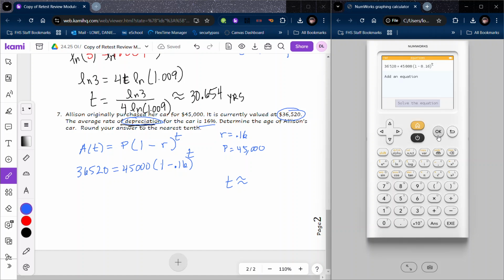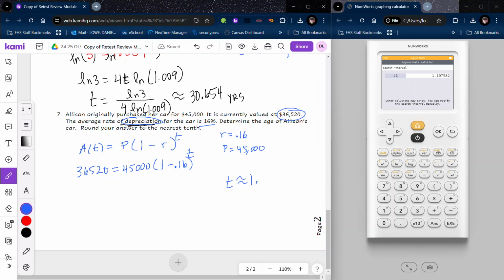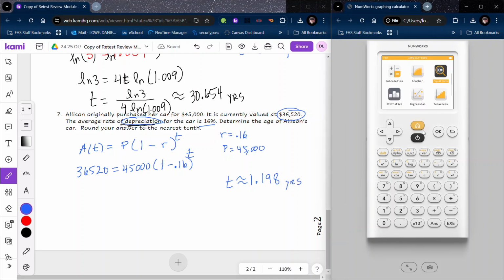So we recorrect our equation and we go to solve and we say t is approximately 1.198 years if I'm going to go to 3 decimal places. A quick check that's nice is that we can say, hey, 1 minus 0.16 is 0.84, so we're going to be 84% of the value each year. So if I have $45,000 times 0.84, that gets me down to $37,000 after 1 year, times 0.84, that gets me down to $31,000 after 2 years, which would have let us know it needs to be somewhere between 1 and 2 years.